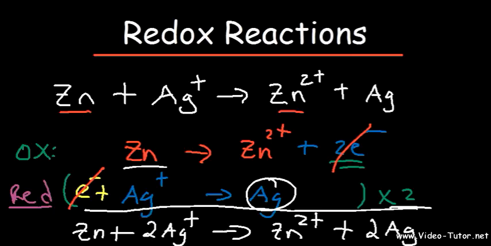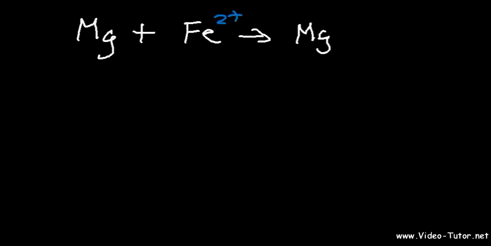Let's try another example for the sake of practice. So let's say we have magnesium with Fe2+. Let's say it converts to Mg2+ and Fe. Now feel free to pause the video and try this example yourself and see if you can get the answer, and then unpause it when you're ready.